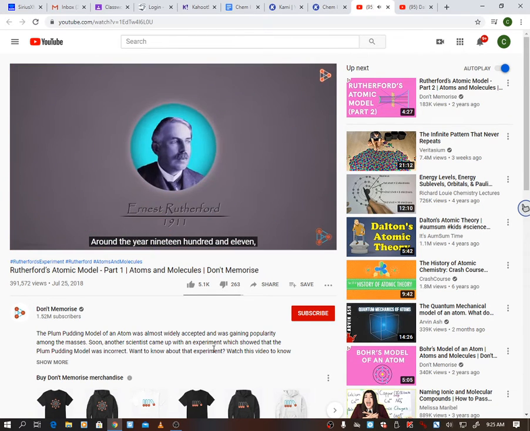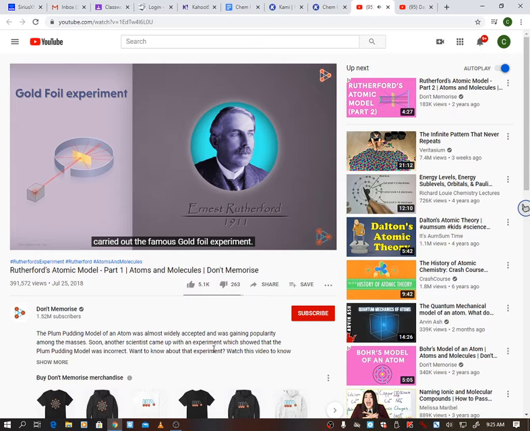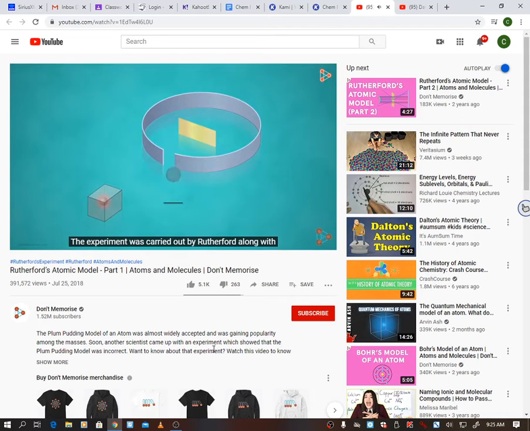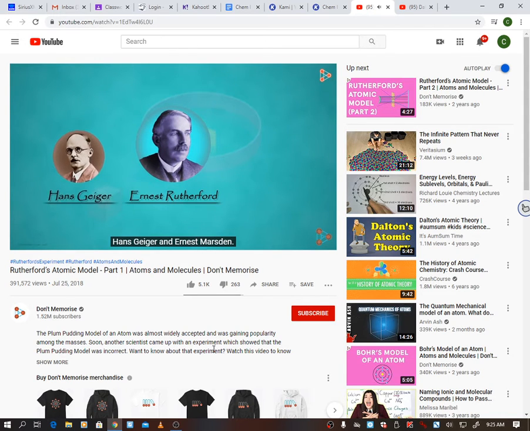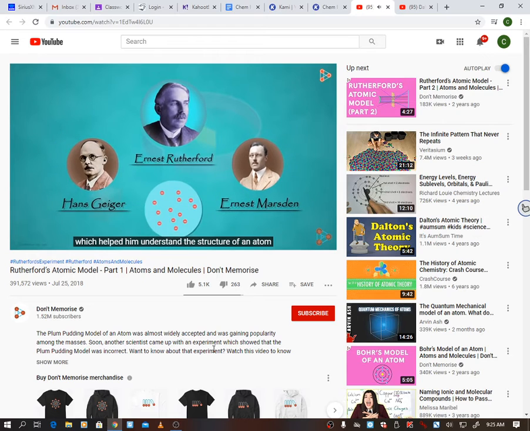Around the year 1911, a British physicist, Ernest Rutherford, carried out the famous gold foil experiment. He did this to understand the structure of an atom. The experiment was carried out by Rutherford along with Hans Geiger and Ernest Marsden. The experiment he performed was a breakthrough in the field of chemistry which helped him understand the structure of an atom in a more accurate manner.